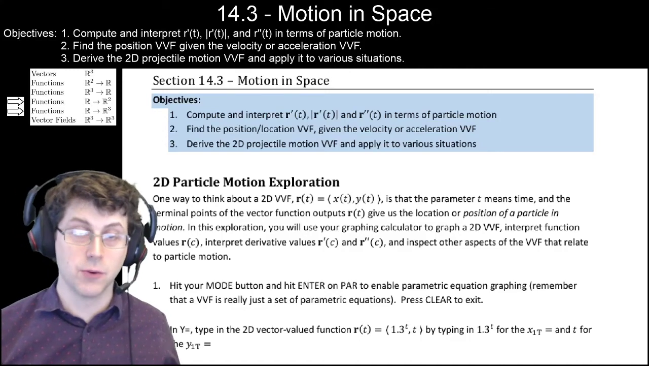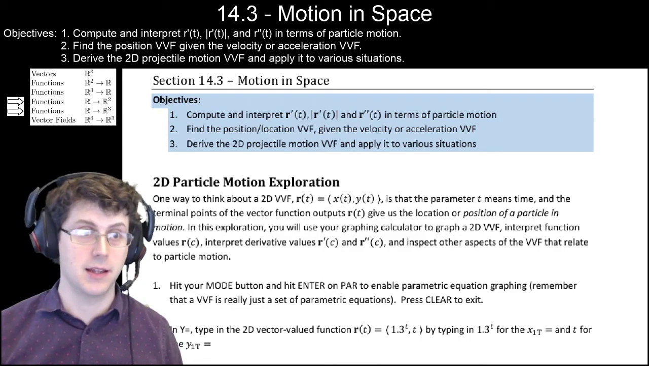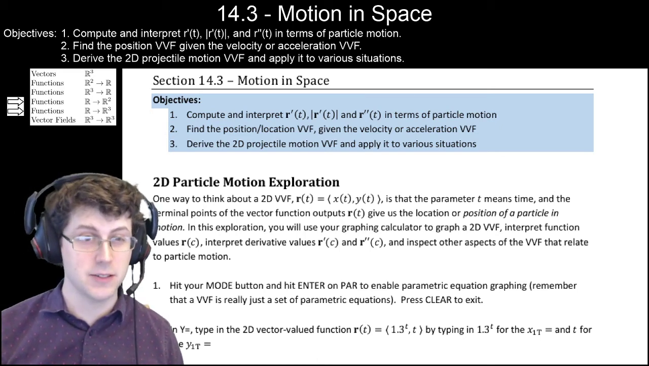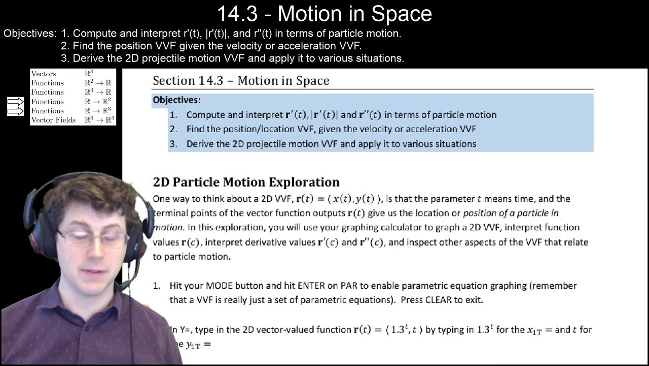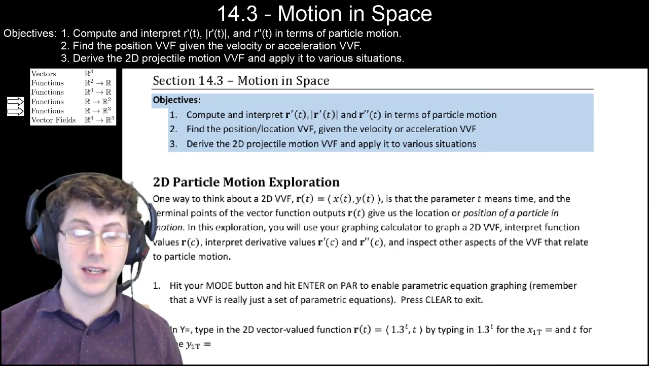We're now looking at section 14.3, motion in space. The objectives here are to find r prime of t, the magnitude of r prime of t, and r double prime of t, and think of them in terms of particle motion.